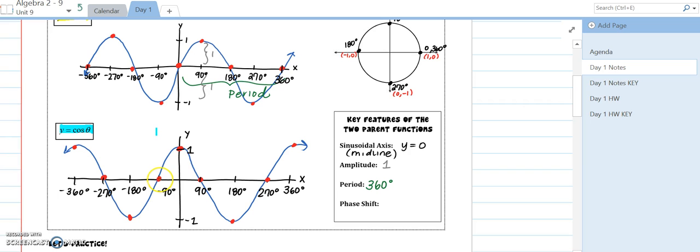It'll be the same in terms of cosine. With cosine, you find the full wave again. Start at the midline here, go high, midline, low, midline. So the distance between negative 90 and 270 would also be 360. You could also do it in a few different ways.